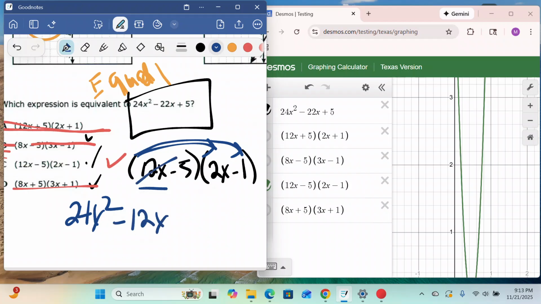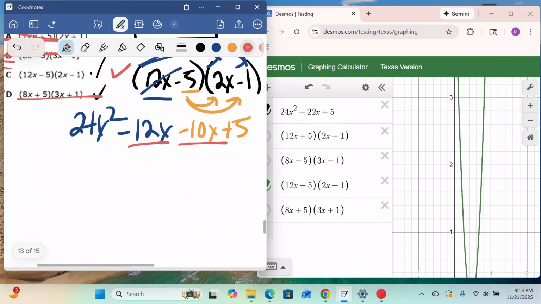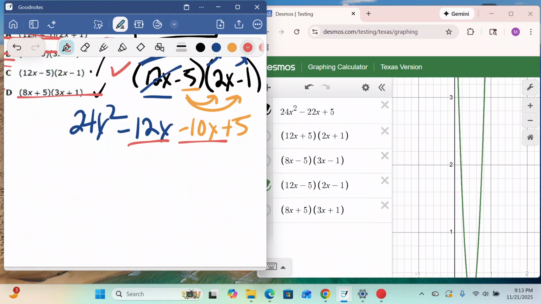Then I'm done with this. I'm going to scratch it out. I'm going to move on to the next one. Negative 5 times 2x is negative 10x. And then I'm going to go negative 5 times negative 2, which gives me a positive 5. Then I'm going to combine my like terms right here. A negative 12x and a negative 10x gives me a negative 22x.